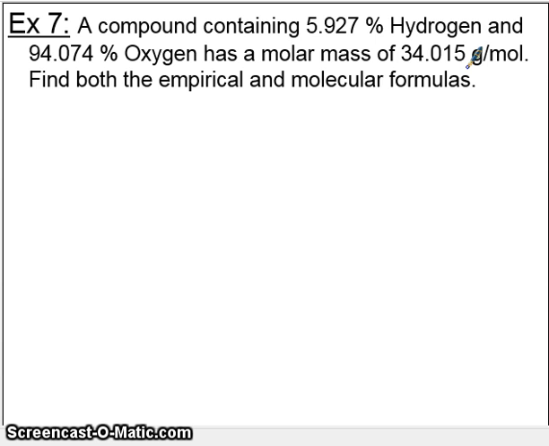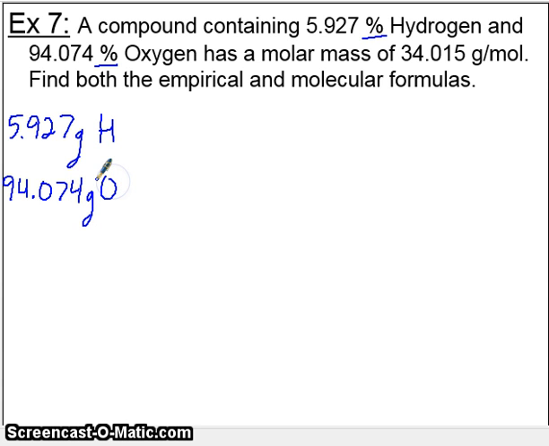So let's go ahead and apply the 4 steps of the poem to first find the empirical formula. And those steps, remember, were percent to mass. So we first convert these percents to grams. Simple as that. So we have 5.927 grams of hydrogen. We have 94.074 grams of oxygen. Percent to mass. Second step said mass to mole. So we'll convert both of these into moles, and we do so by putting grams at the bottom, 1 mole on top. Grams at the bottom, 1 mole on top.